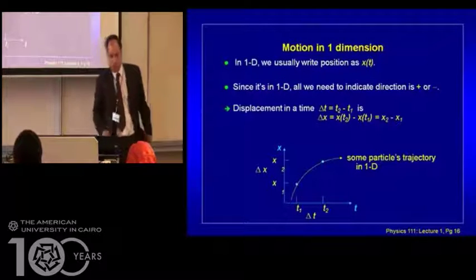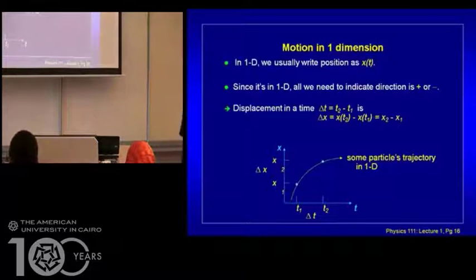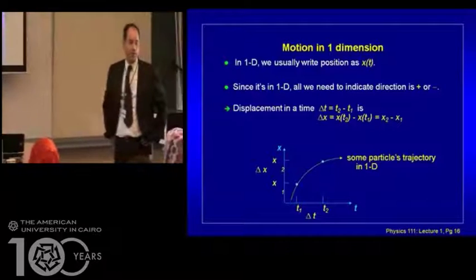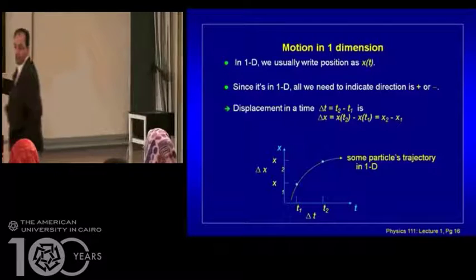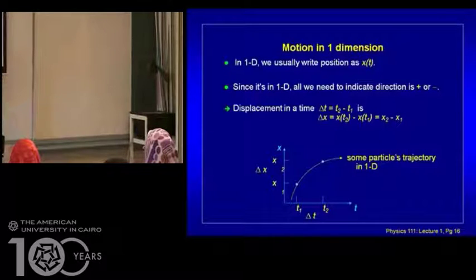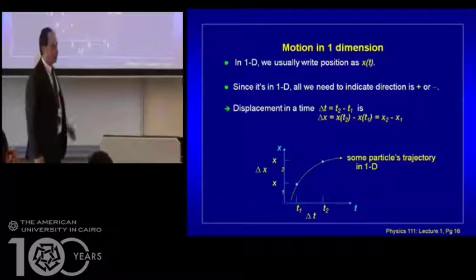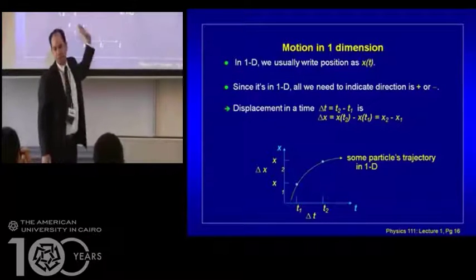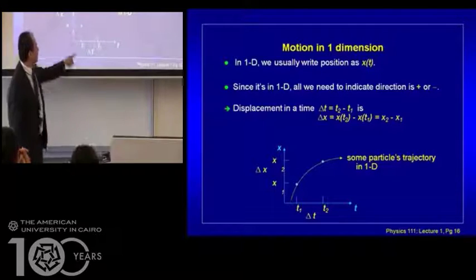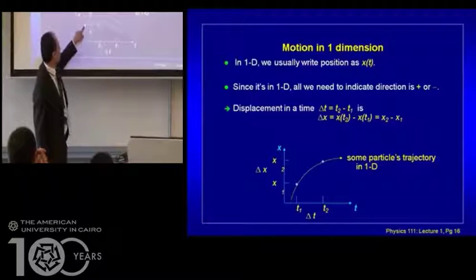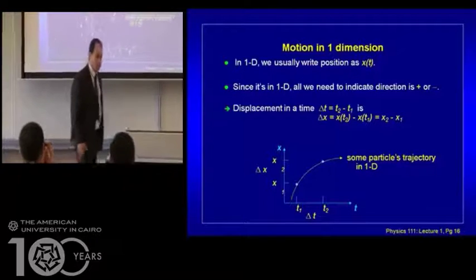Okay, guys, last time we stopped at motion in one dimension, and we said that if we have an object that moves along one dimension, along a line, and if we draw the position of the object as a function of time, we'll get something similar to this. For example, we'll get that curve. So at time t1, the object was at position x1. At time t2, the object was at position x2.